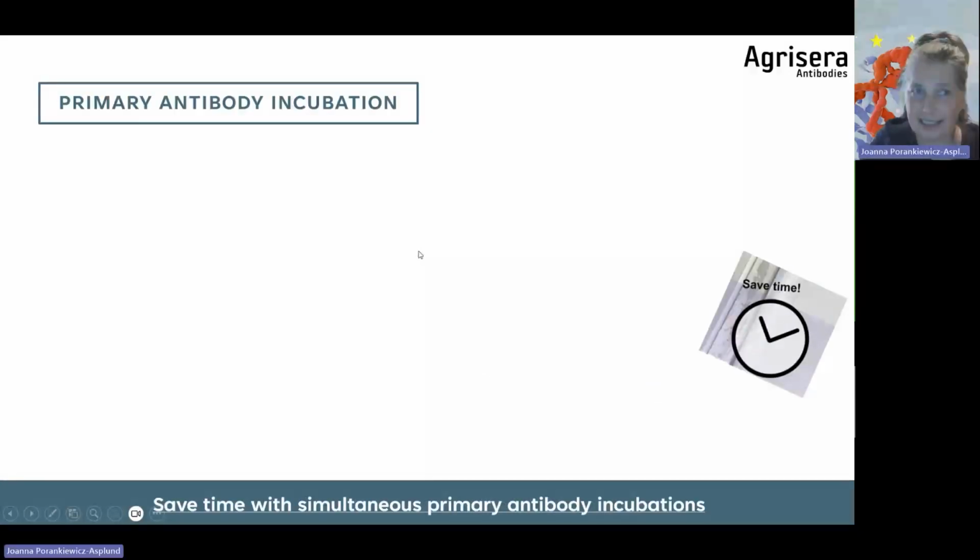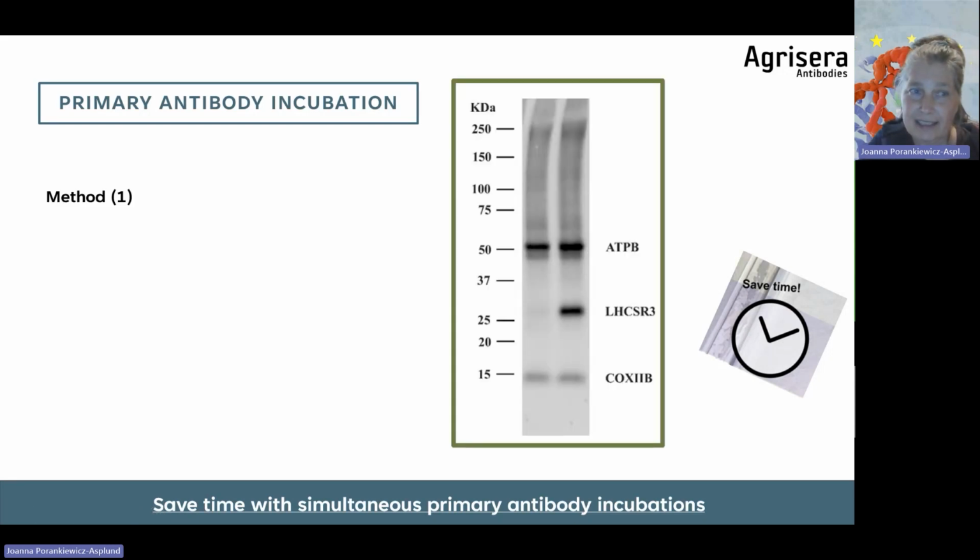Now we are starting the incubations with the primary antibody. And here I would like to show you the ways to save your time. Your time in the lab is really precious, and maybe you're dealing with some samples where you do not have too much material. So you can actually incubate 3 antibodies on the same blot in parallel. So you can add them together.